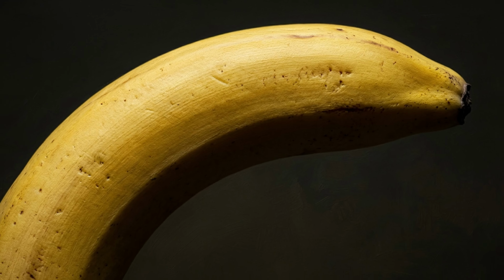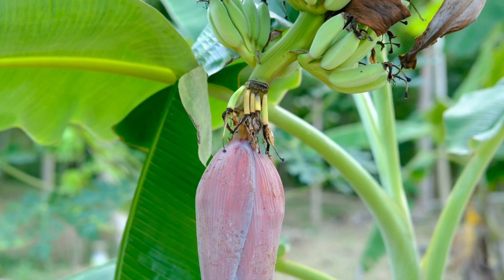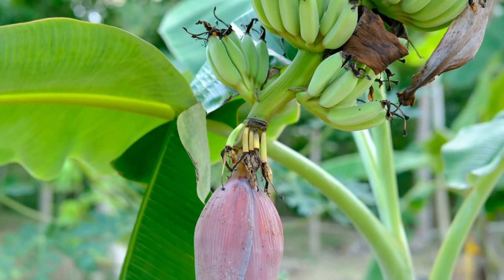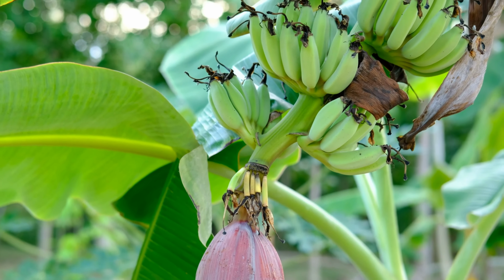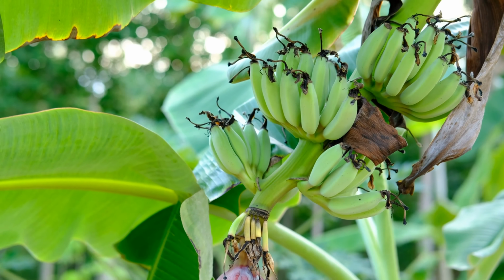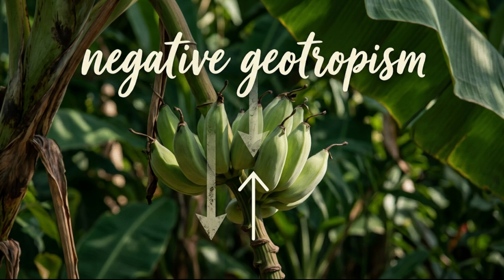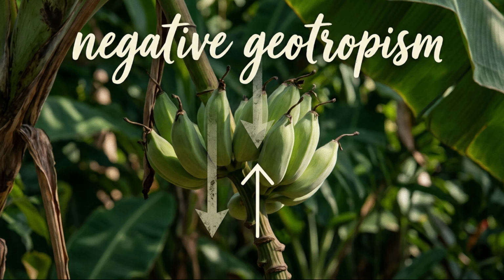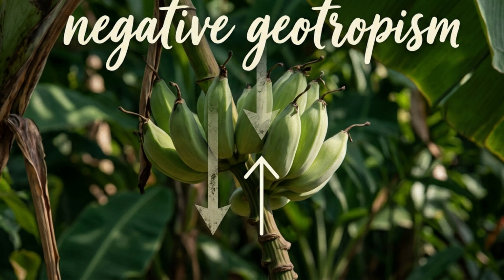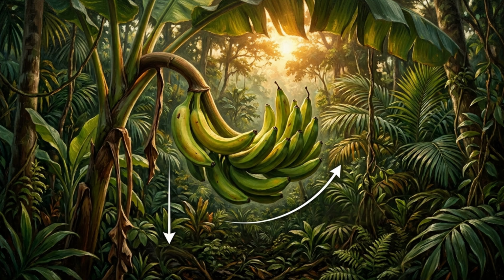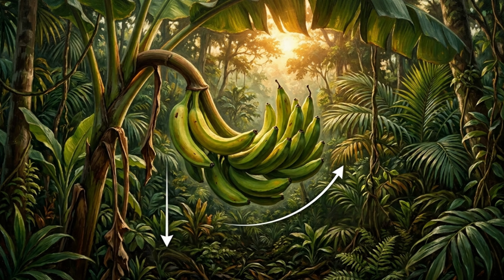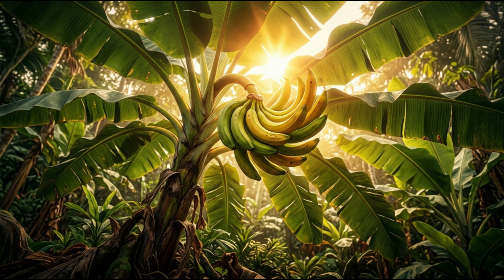Start with the curve itself. Bananas grow in large hanging clusters called hands, attached to a central stem that points downward. As the individual bananas develop, they start out pointing downward too, following gravity. But as they grow and fill out, something called negative geotropism kicks in. The banana begins growing away from the earth rather than toward it. It bends upward, curving against gravity, turning toward the sun. That upward curve is the banana chasing light.